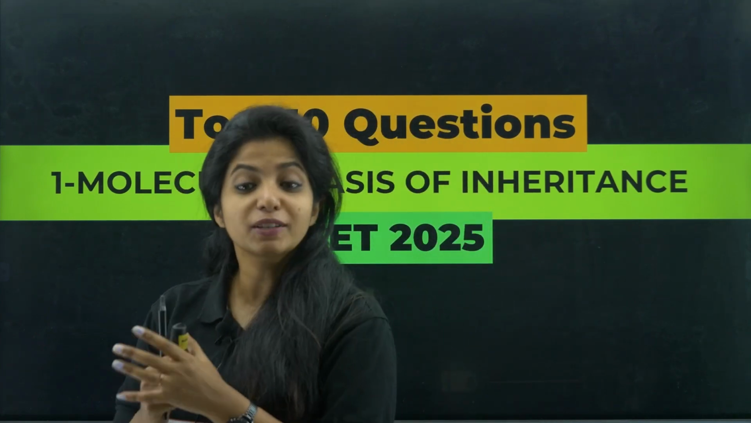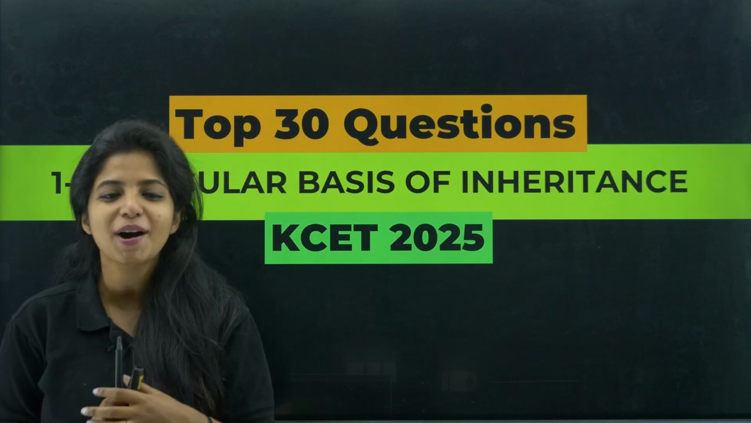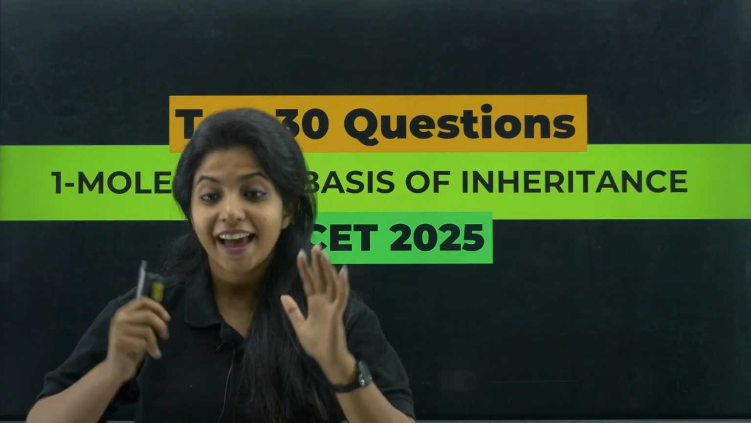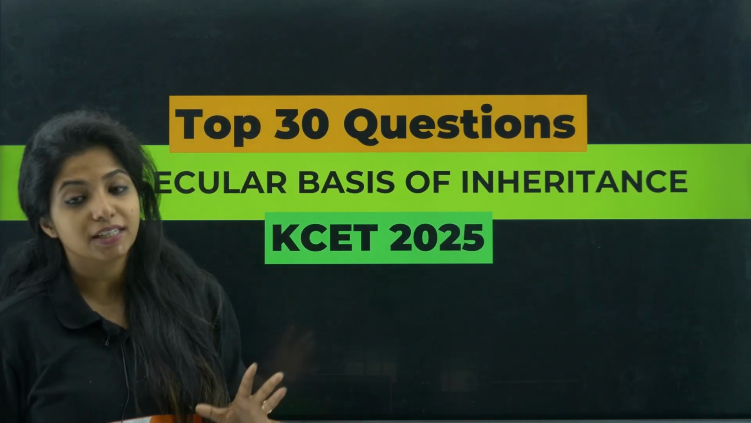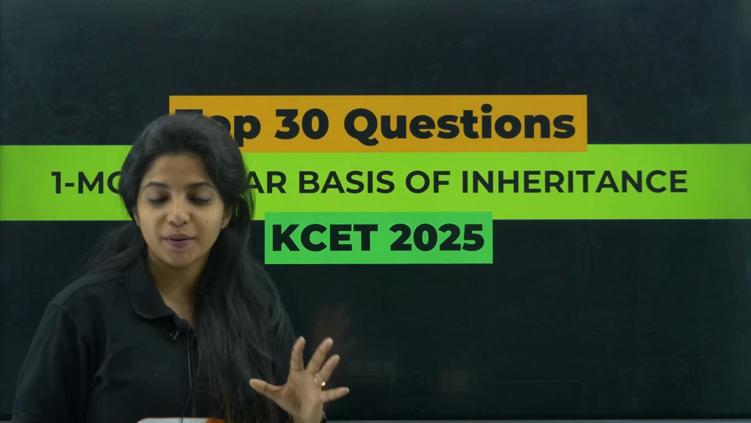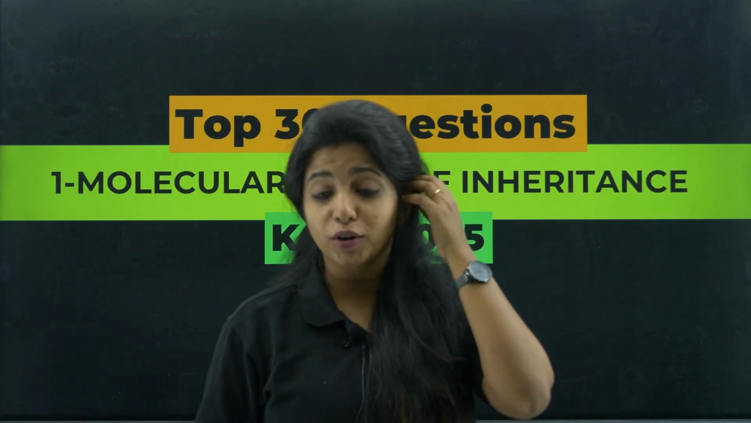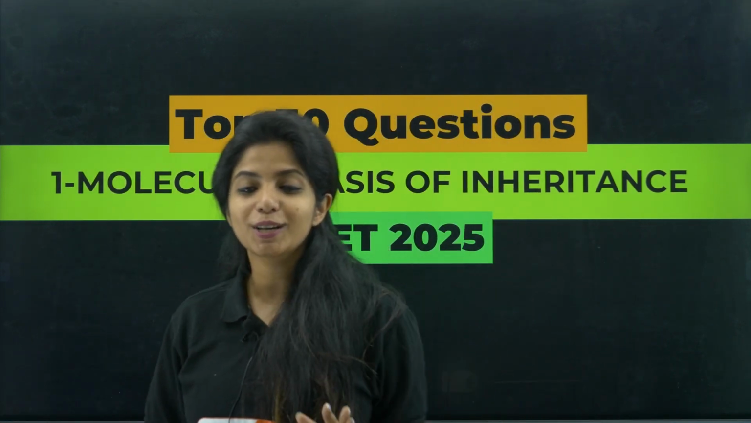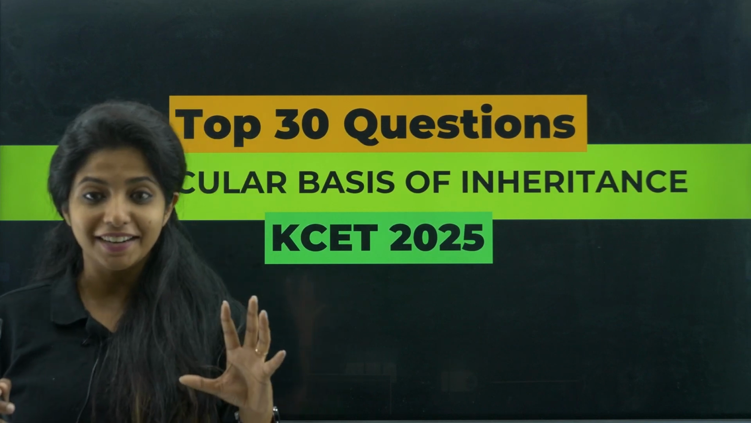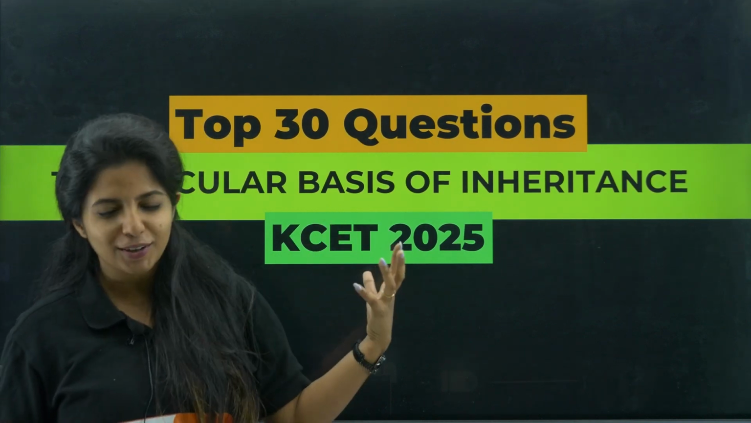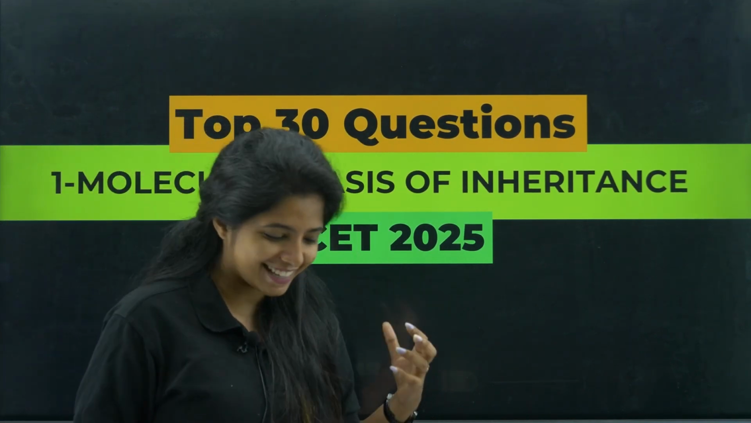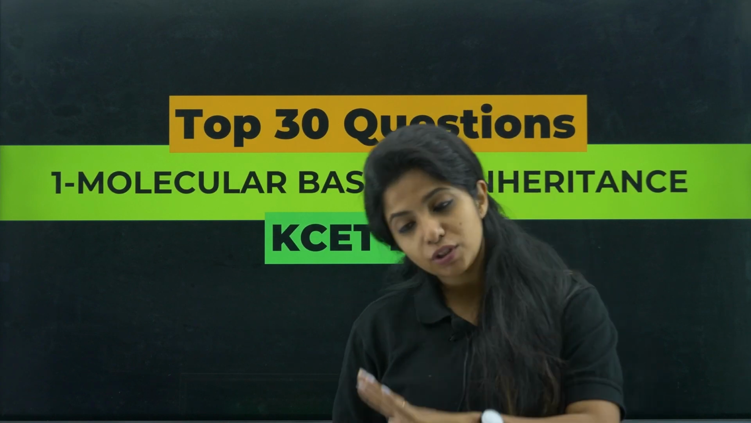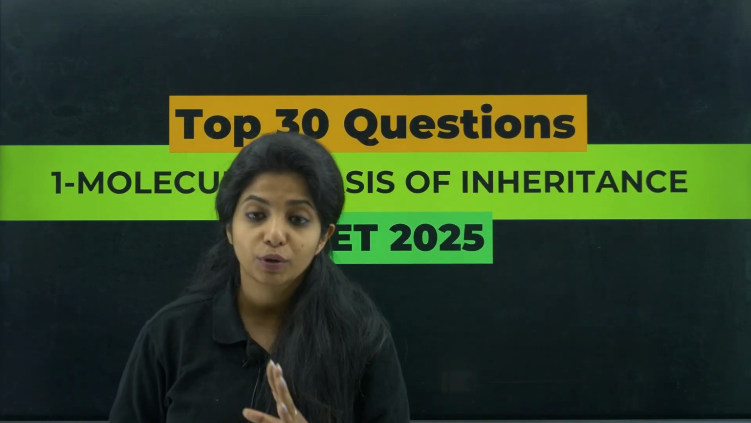So we thought we would also do something for children who have opted for biology in KCET, and that's why we have come up with this: solving the top 30 questions for the most important chapters. The first chapter I took is molecular basis of inheritance. I said molecular basis of importance, so you see how much importance it has, right? Today we would be solving 30 questions from this chapter.